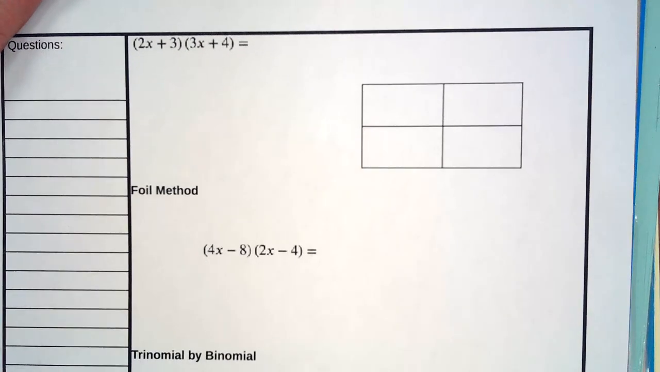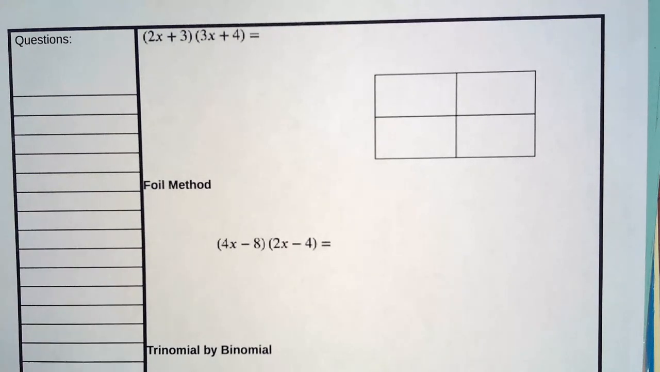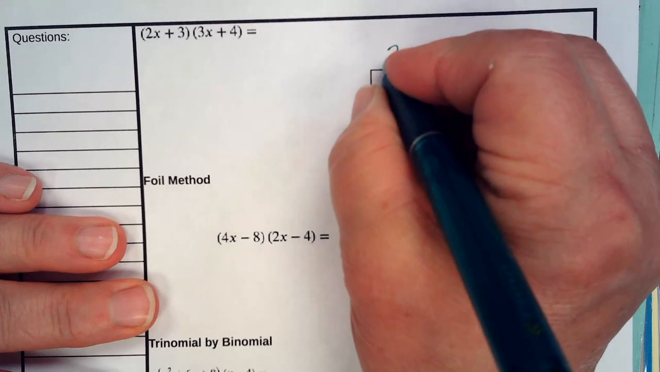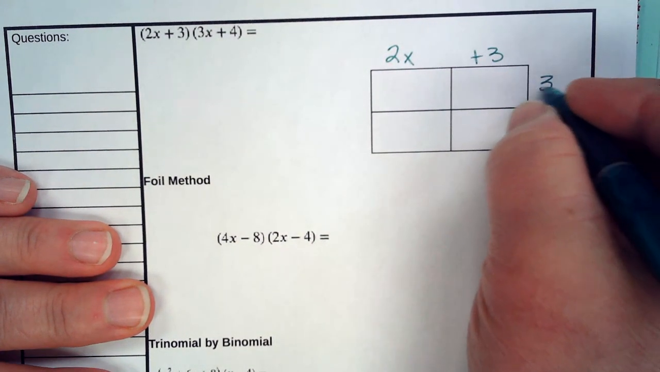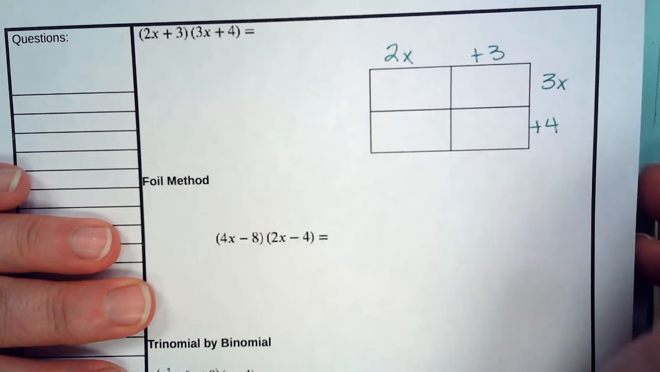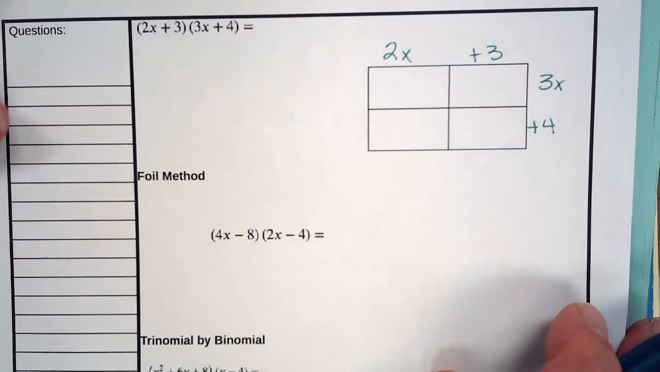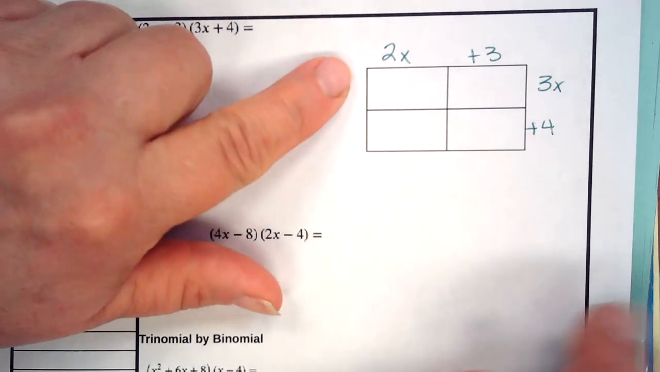The next one is the same type of situation, only this time we've got a coefficient for our x term. Does it change how we do anything? Nah. 2x plus 3, 3x plus 4. Now I could have switched these around because we know multiplication is commutative. Order does not matter. Let's get started.